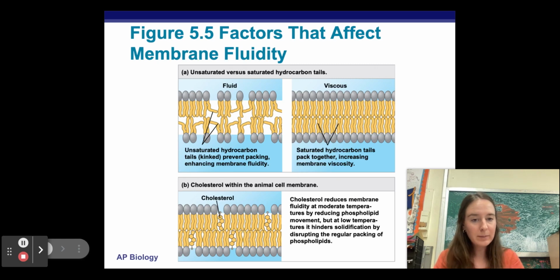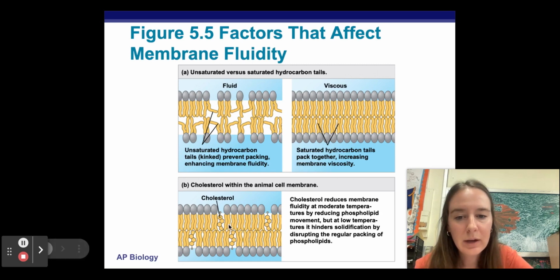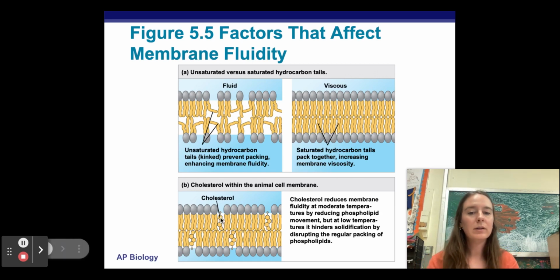If you lower the temperature too much, this is why living things can die in really cold temperatures, because your cell membranes are going to freeze up. They're going to stop being fluid, and that could cause problems for your cell. And so cholesterol actually keeps the membrane from packing too tight. So that's the benefit of having cholesterol. And animal cells have this cholesterol, so we can survive in colder environments.